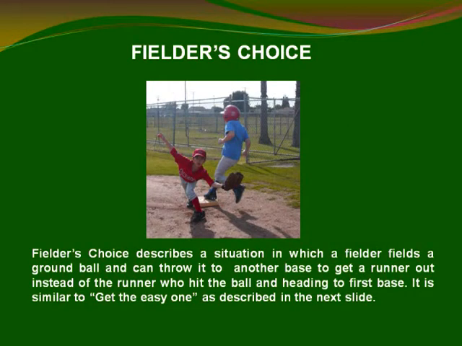Fielder's choice describes a situation in which a fielder fields a ground ball and can throw it to another base to get a runner out, instead of the runner who hit the ball and is heading to first base. It is similar to get the easy one, as described in the next slide.